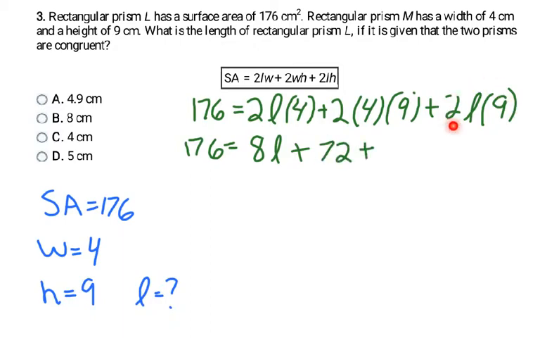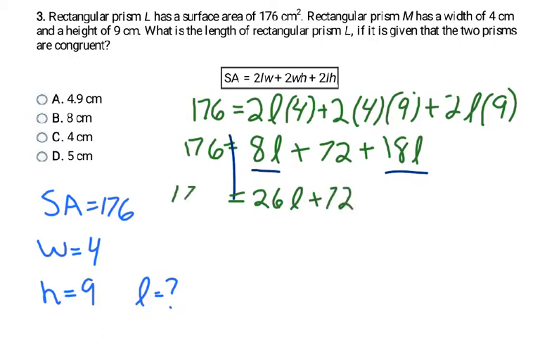Plus, and then I look at my last term here, 2 times L times 9. I can take 2 times 9, which is 18, and then I have 18L. So the next thing I'm going to do is combine like terms. I have 2 L terms. They're on the same side of the equal sign, so I'm just going to combine them like they are. They're going to stay the same because they're on the same side of the equal sign. So that's going to be equal to 8L plus 18L is 26L plus 72, and that equals 176.